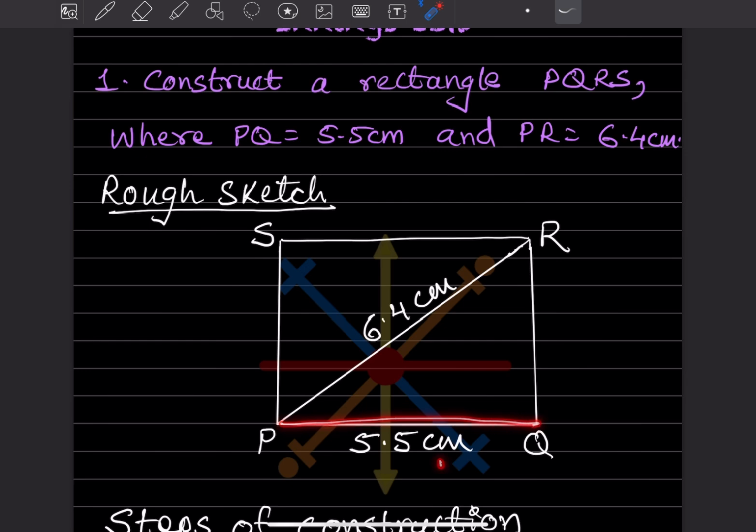So now we have the rectangle PQRS. So it should be like this. PQ is already here. So R should be here, and S will be here. So here PR means we have to take this point from here to here. So this is going to be the diagonal. It's not directly mentioned that that is the diagonal, but PR is 6.4 means it should be from here to here. This is the important point that you have to remember.